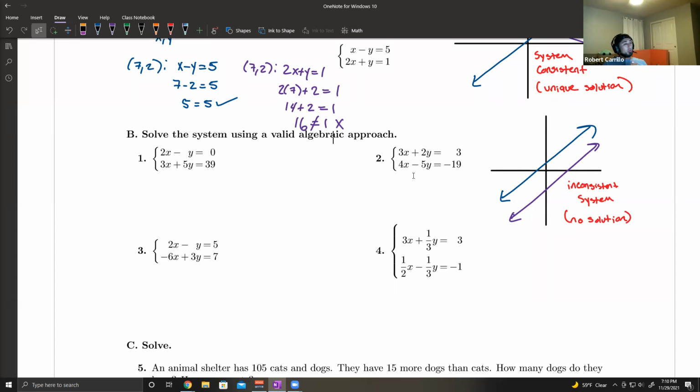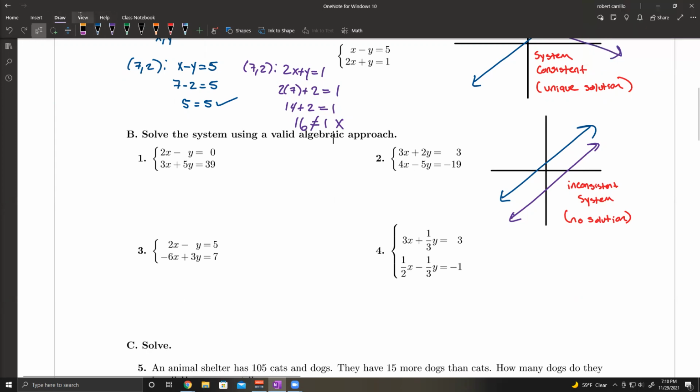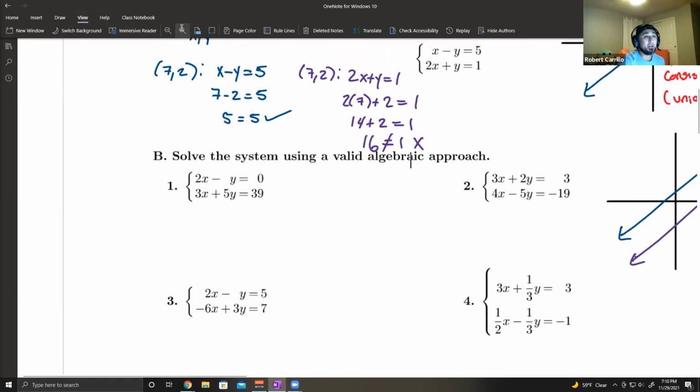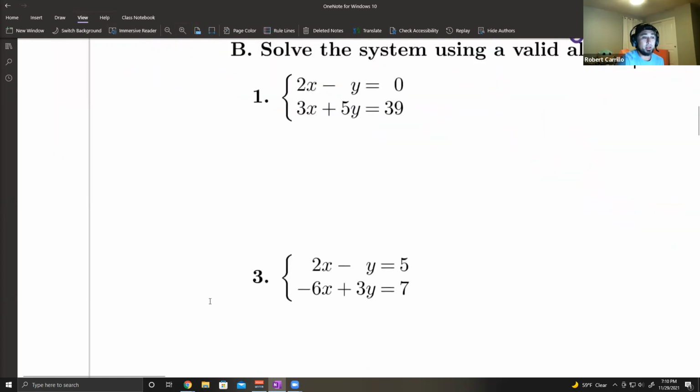So let's look at number one. You have 2x minus y equal to 0 and 3x plus 5y equal to 39. There's no wrong answer here. You choose a variable you want to get rid of. Would you like to get rid of x or would you like to get rid of y? X. Let's get rid of x. Okay, so I'm going to show you how elimination method works.